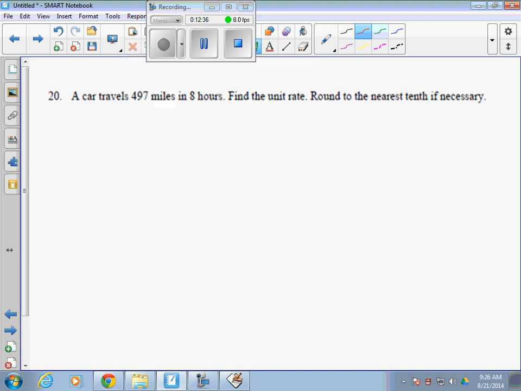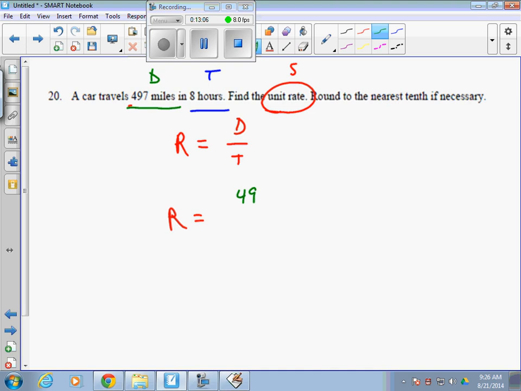Number 20 says a car travels 497 miles. That will be our distance. In 8 hours, that will be our time. Find the unit rate. Remember, rate is the same thing as speed. So you're looking for the rate. I still have the formulas written on the board for you. I'm going to copy them again on the front board. Rate equals distance over time. So your rate is going to be the unknown one, your distance, we said, is 497 miles, and your time, we said, is 8 hours.